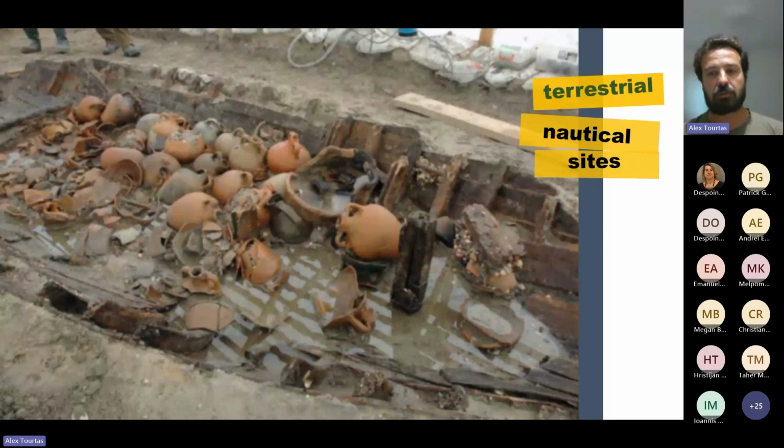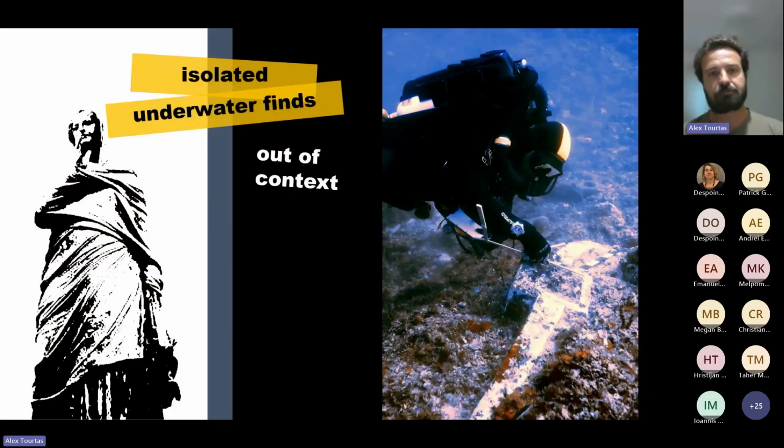And this is another example of a nautical site that is nowadays terrestrial. It's the harbor of Theodosius in Constantinople. Because of the alluvial deposits, nowadays it is part of land, but we know that this was the harbor basin in the 5th and 6th century AD. So there are the shipwrecks, we have submerged landscapes, and we have another category of isolated underwater finds.